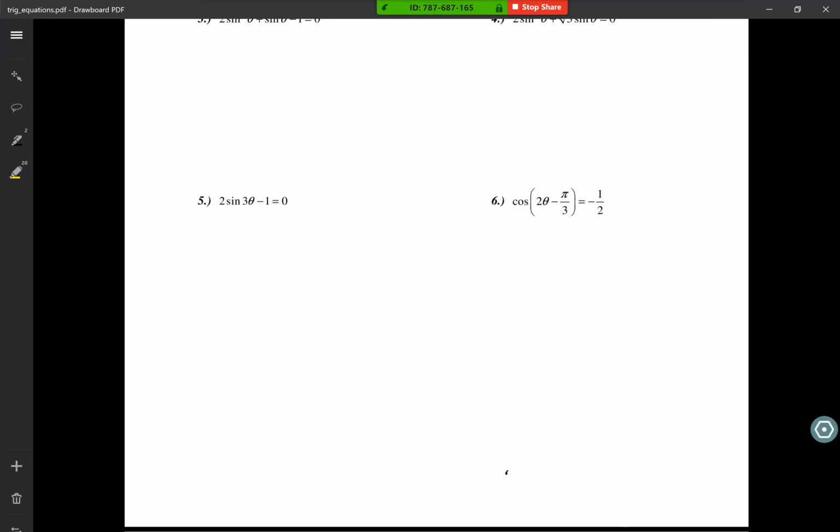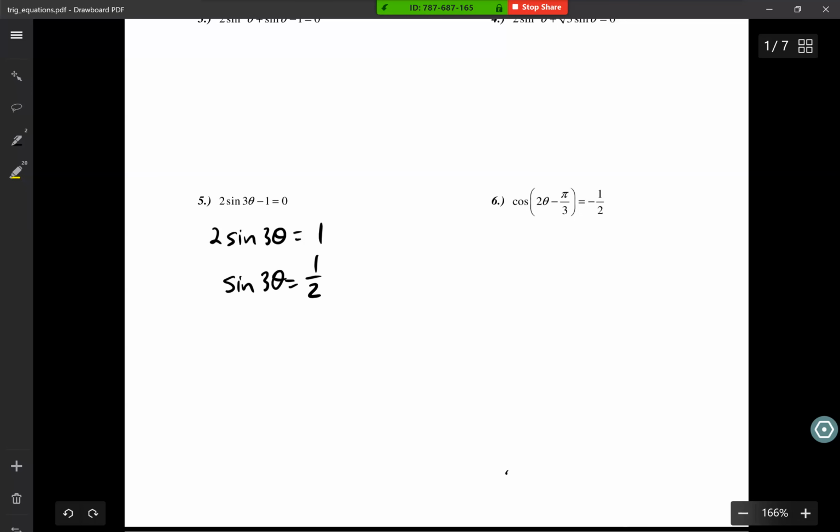The first thing we want to do in this case is try to isolate the sine. So we will add the 1 to the right-hand side, and then divide by 2. So we see that the sine has to be equal to a half. Since the sine is positive, what quadrants are we looking in? 1 and 2. 1 and 2, good.